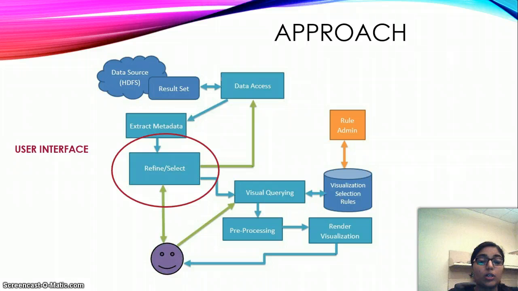The second layer is the user interface, where the user will select the fields that they want to visualize, which would be passed to the visual query layer. This talks about refining and selection of that data, and J2EE based technologies would help us do the same.